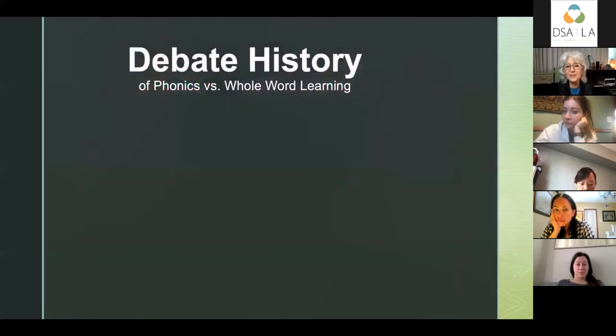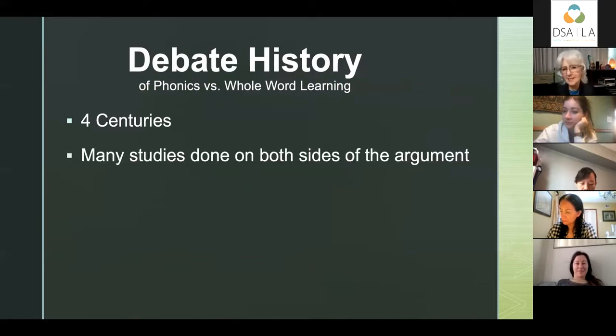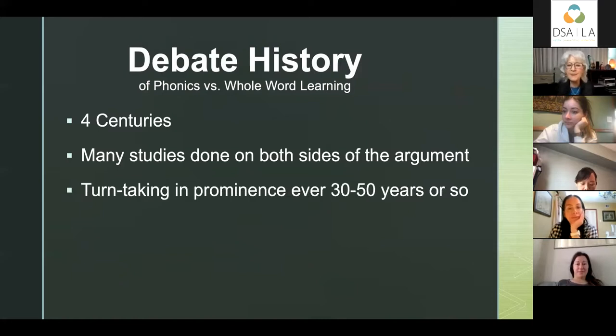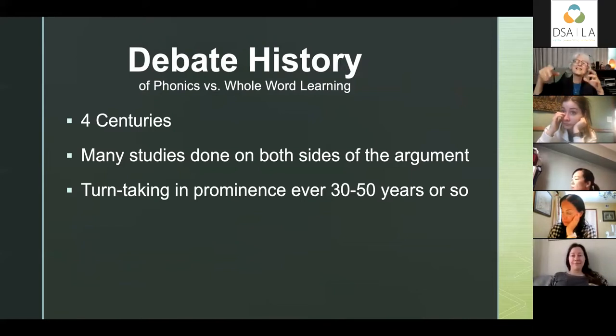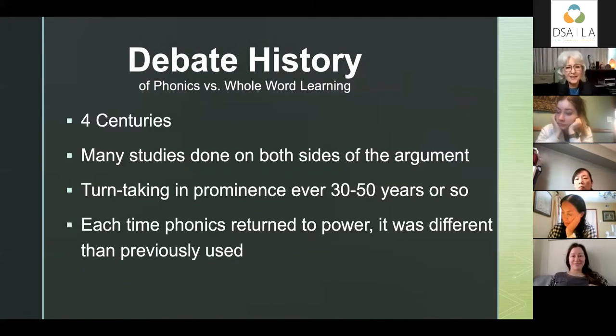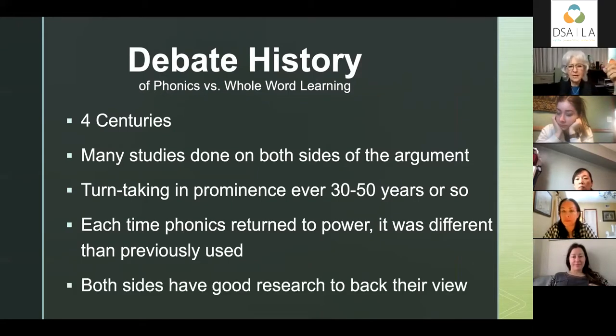All right, debate history. I actually researched this because I thought, how long has this been going on? Well, four centuries. Four centuries back and forth since the mid-1600s, believe it or not. All right, so let's look at the data. Many studies have been done on both sides of the argument. And they took turns being prominent over maybe groups of 30 to 50 years or so. Oh, you know, whole word reading doesn't work. Let's do phonics. That's not working so well. Let's go back to whole word reading. That's not working so well. Back and forth, I kid you not. And each time phonics returned, they did it a little differently because it didn't quite work the time before. Both sides have good research to back up their view.